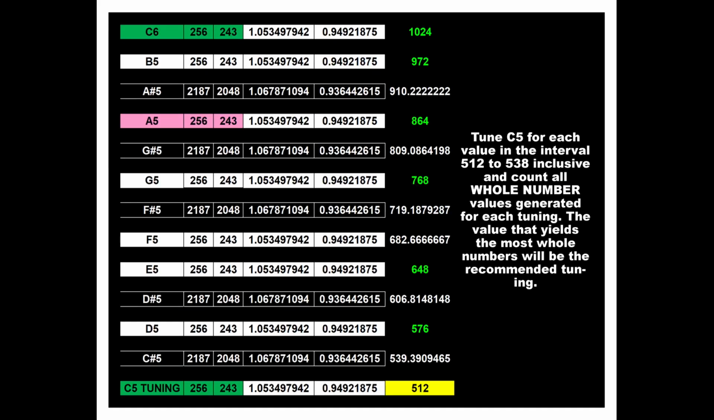So we're going to tune C5 for each value in the interval 512 to 538 inclusive and count all whole numbers generated for each tuning. The value that yields the most whole numbers will be the recommended tuning. So you can see here, we're not counting the seed value that we're tuning, which is 512 in this case, but we're going to count all the whole numbers it generates to the first octave. I highlighted them in green, and there are 6 whole numbers that are generated when C is 512.